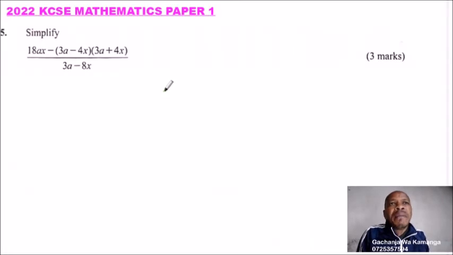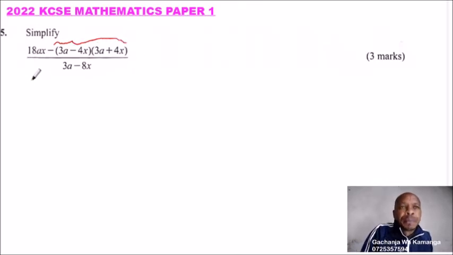Question number 5, 2022 KCSE Mathematics Paper 1. We are told to simplify 18ax minus (3a minus 4x)(3a plus 4x), all divided by 3a minus 8x. So for you to be able to do this, let's first of all expand this part here, so that we can combine with this one.